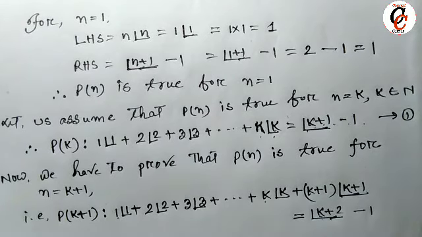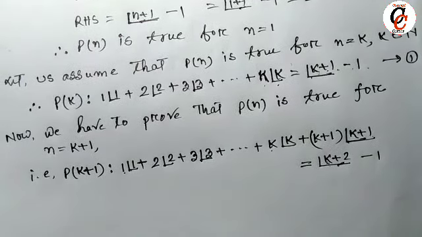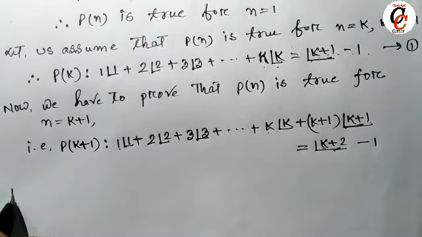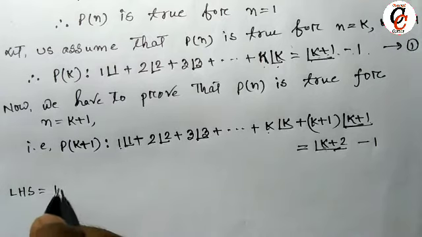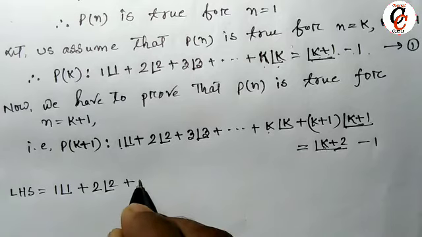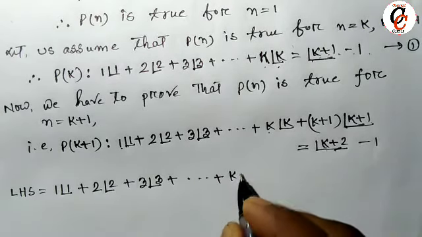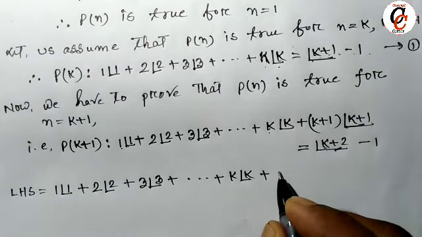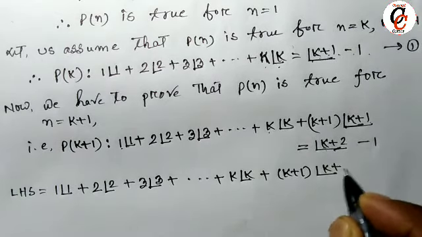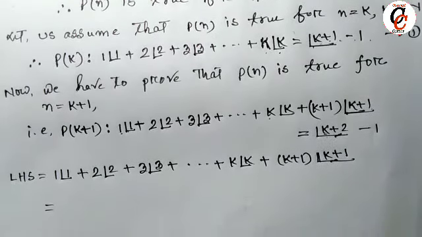Now we will take the left hand side and prove the right hand side. Take the left hand side: 1 into factorial 1 plus 2 into factorial 2 plus 3 into factorial 3 plus up to k into factorial k, and then k plus 1 into factorial k plus 1. So here we have to use some tricks.